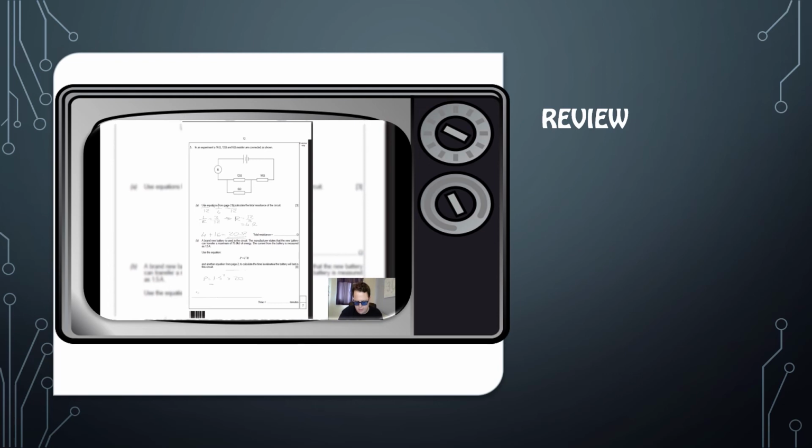So 1.5 squared times by 20 is 45 watts. So what that means is that every second this battery transfers 45 joules of energy. So we now need to work out how many seconds 75.6 kilojoules of energy will need. Sorry, let's try that again. We now need to calculate the time required to transfer that amount of energy at that power.